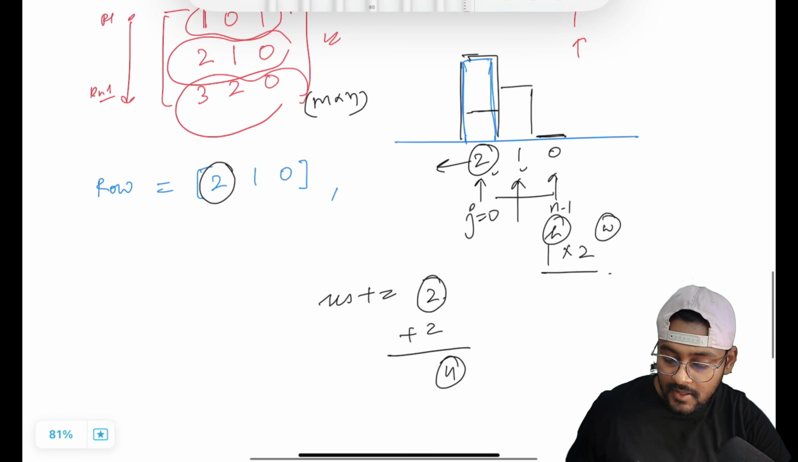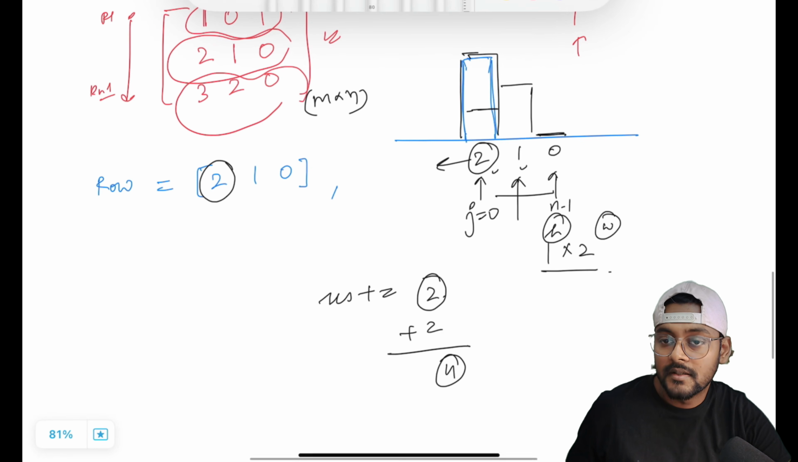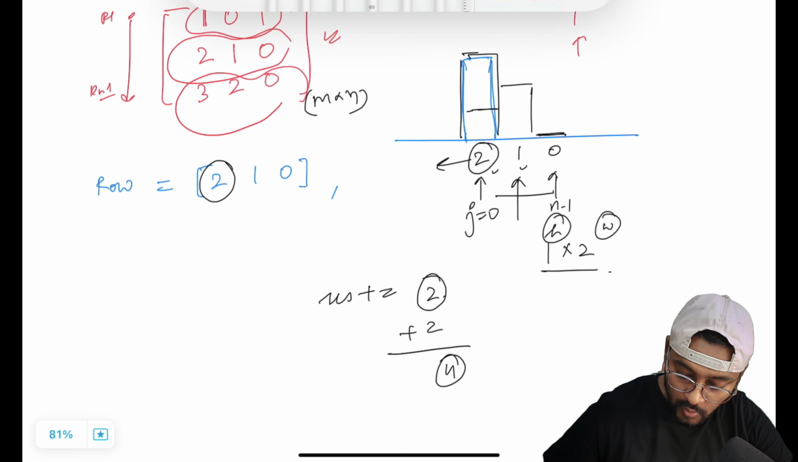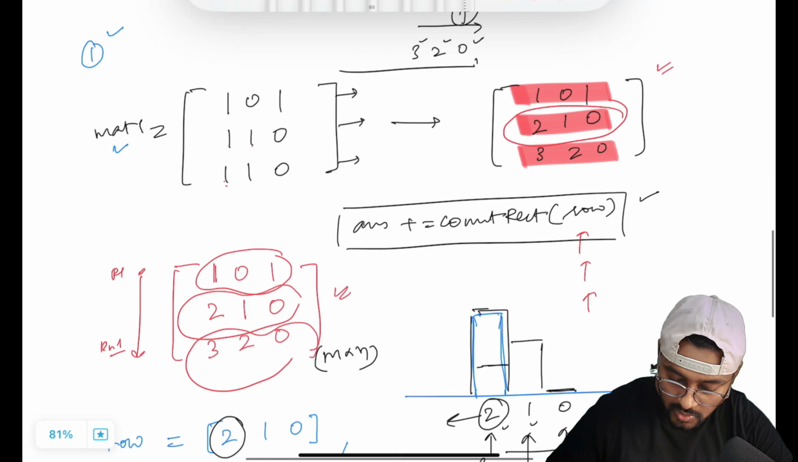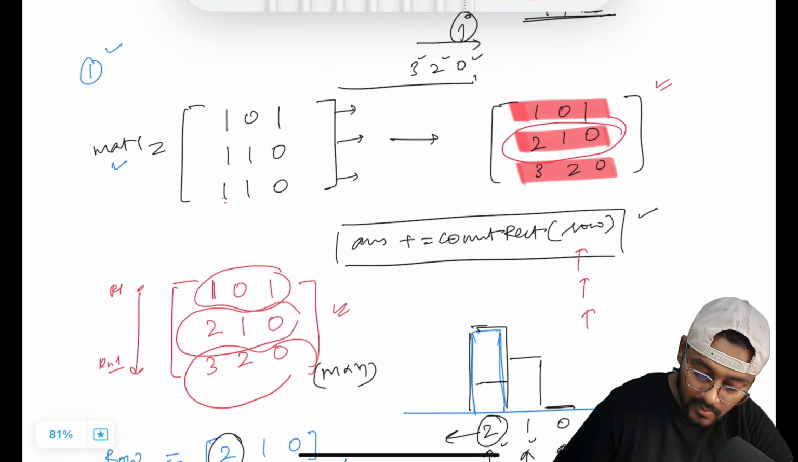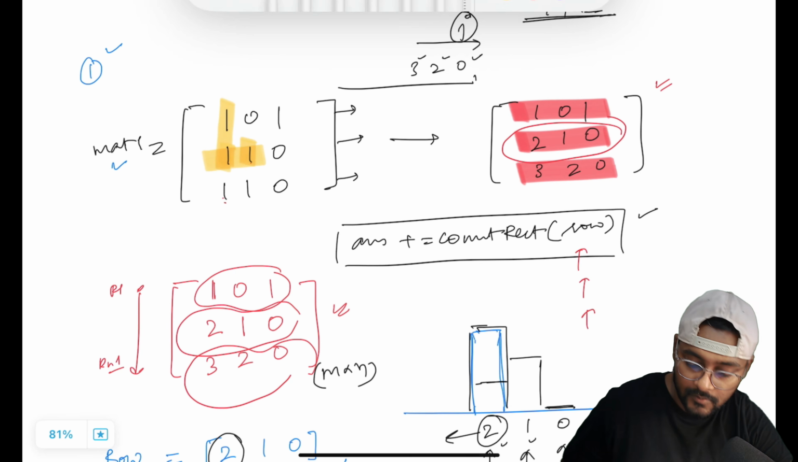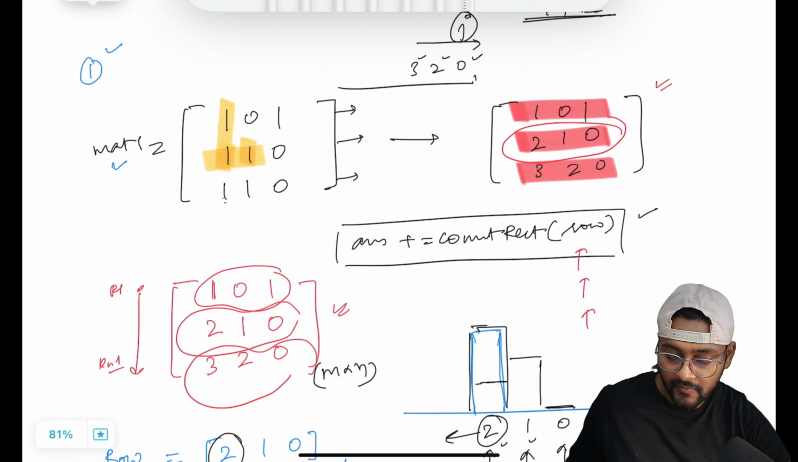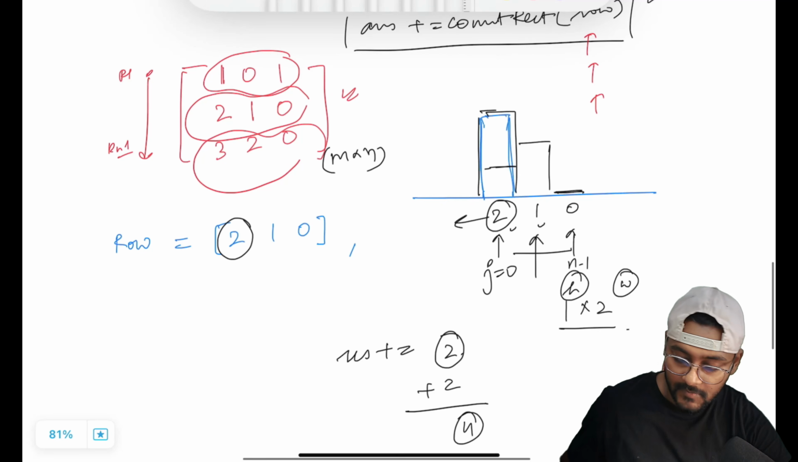4 rectangles where the base is second row. Okay, so what are those 4 rectangles? Let me also show you. 4 rectangles where base is second row: 1, 2, 3 and 4. Okay, that is perfect.